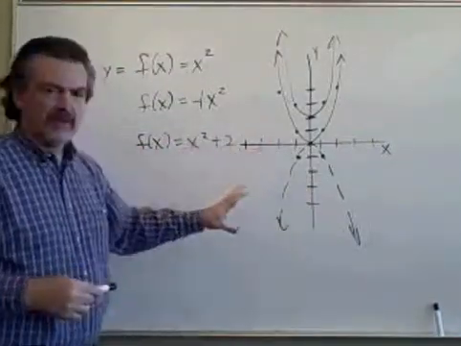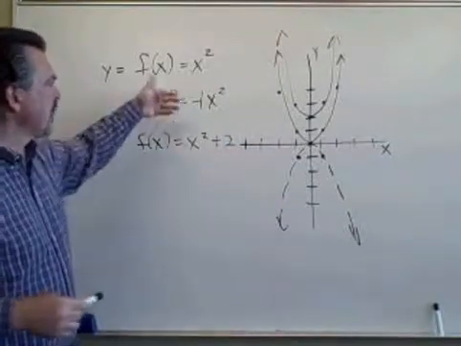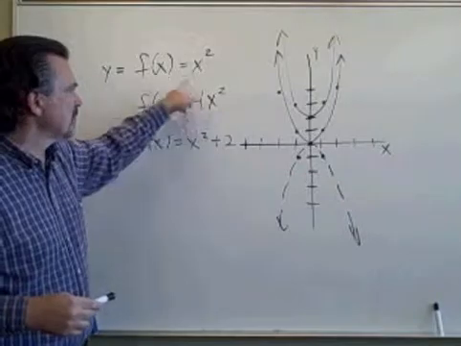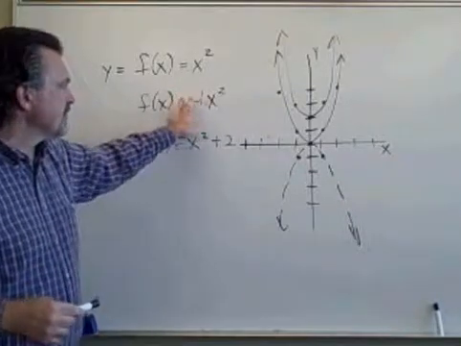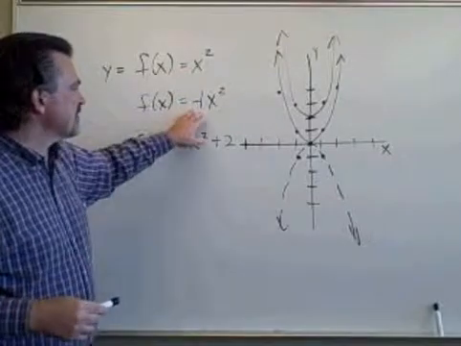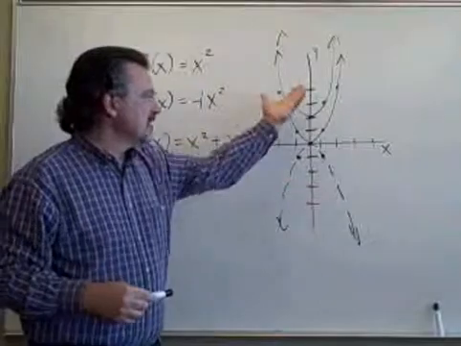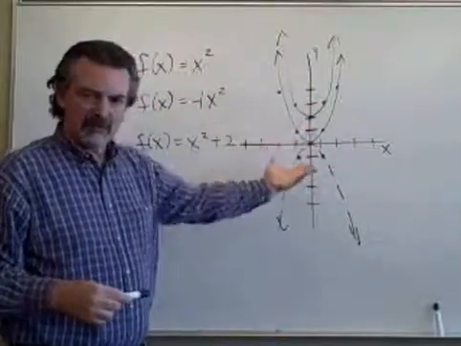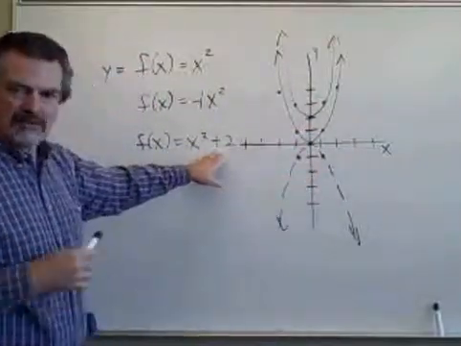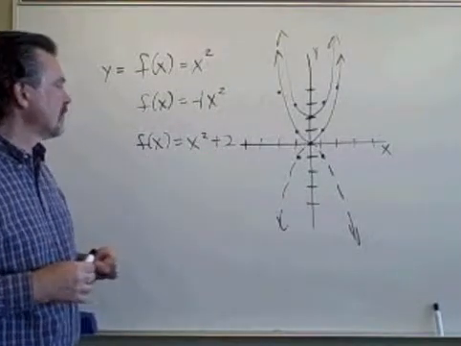So the graph of a quadratic function can be changed depending upon the coefficient of the squared term, if it's positive or negative. If it's positive, the parabola opens up, as we see here and here. If it's negative, the parabola opens down. We can adjust the vertical alignment of the vertex by adding or subtracting a constant from the squared term.